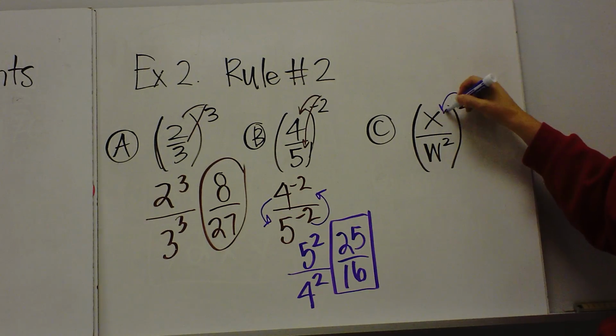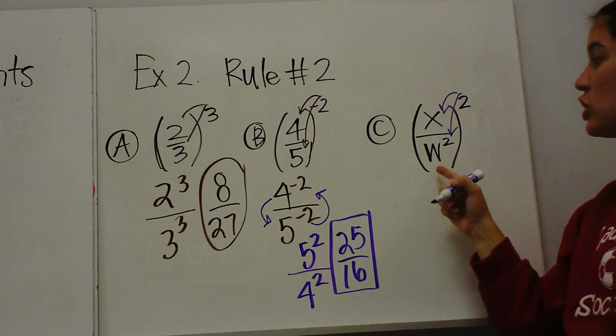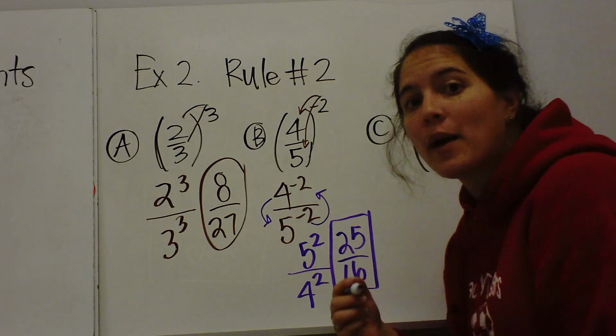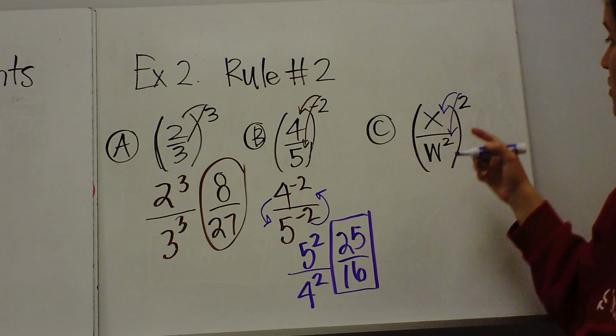We're going to distribute it to the top and to the bottom. But look right here in the bottom. We already have an exponent. So you have to remember your power to a power rule. So let me show you this one.